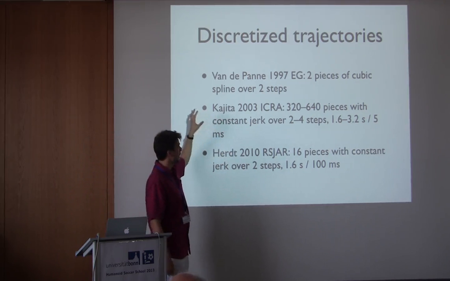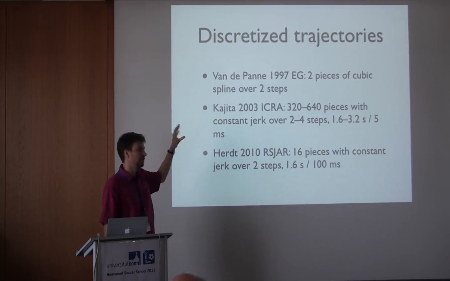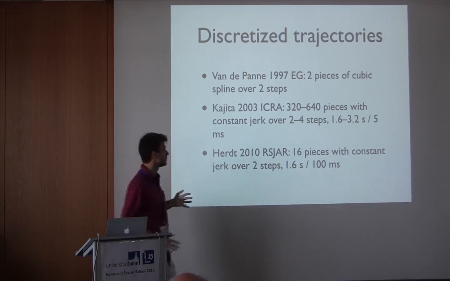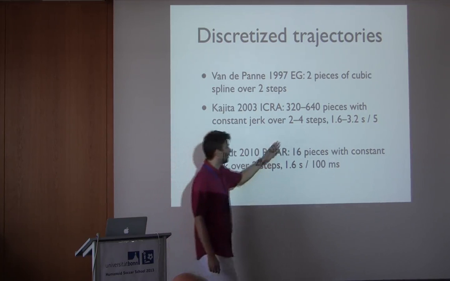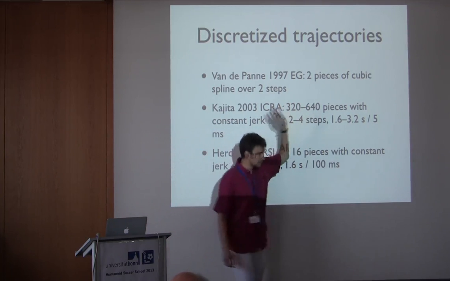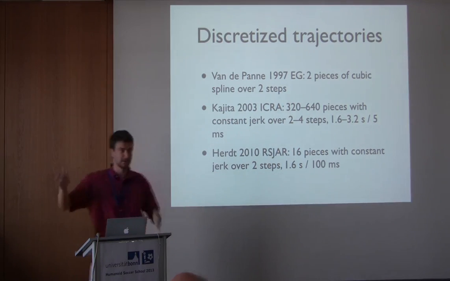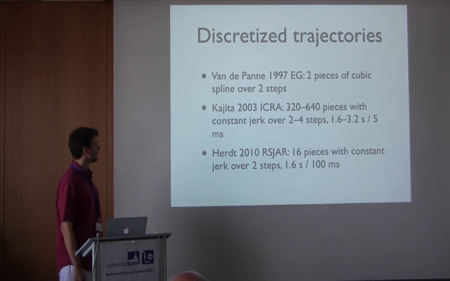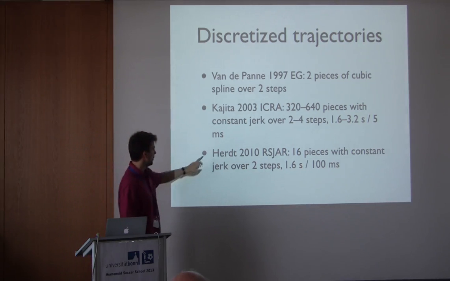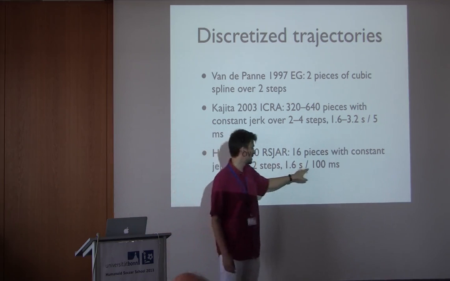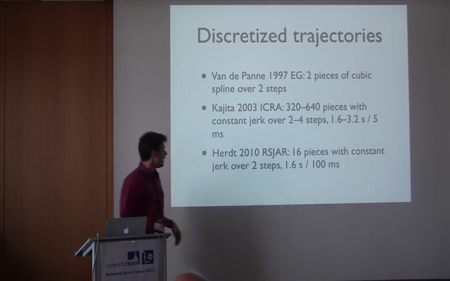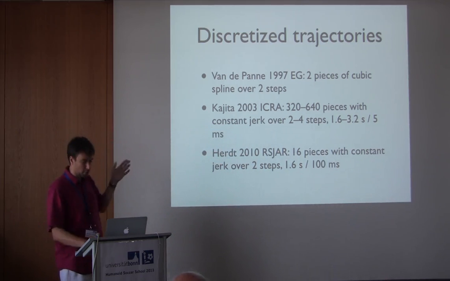Kajita, in his original paper for his LMP preview control, was quite extreme. He was using samples every 5 milliseconds for 2 to 4 steps. So that means 600 pieces for his trajectory. Henri Hertz was my PhD student, and we just proposed to use pieces every 100 milliseconds, and pieces with constant jerk, so cubic splines.